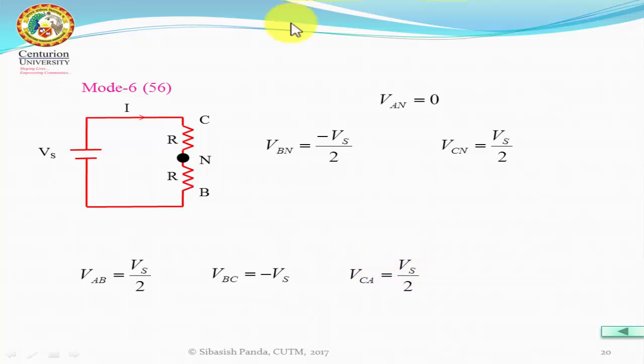Simply we have to make some change here. What we have to do is subtract AN minus BN for AB, BN minus CN for BC, and CN minus AN for CA.